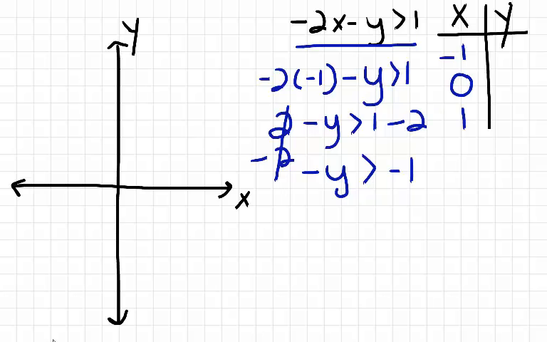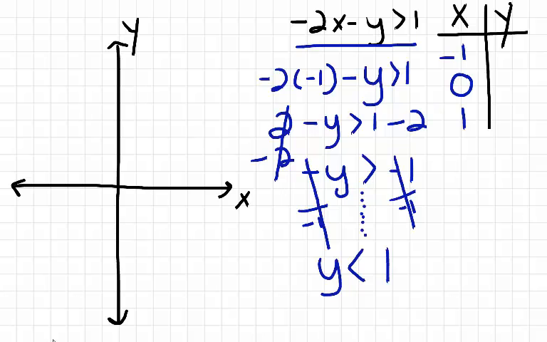Finally, to solve for y, I need to distribute the negative sign through the equation. I'll do that by dividing -1 through each term. Now this is an important step. When you're working with inequalities and you divide by a negative coefficient, the direction of your inequality changes or flips. So when I divide by -1 on both sides, I end up with y is less than +1. See how the direction of my inequality changed. So now over here in the y column, I put 1. Then I repeat the process for 0 and 1.